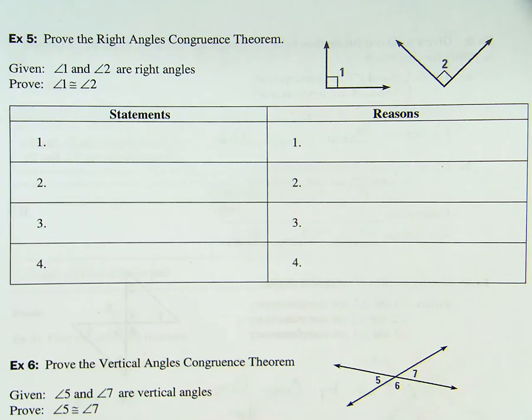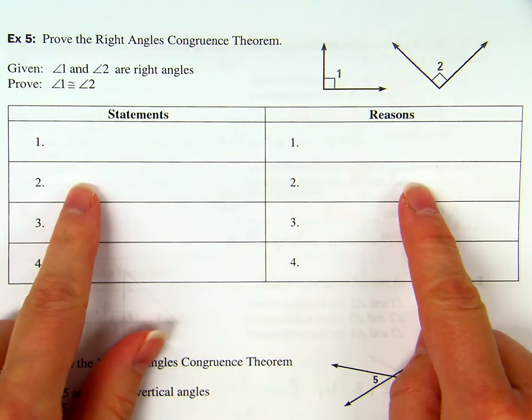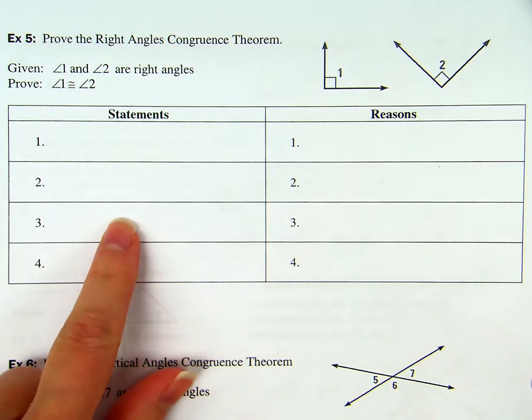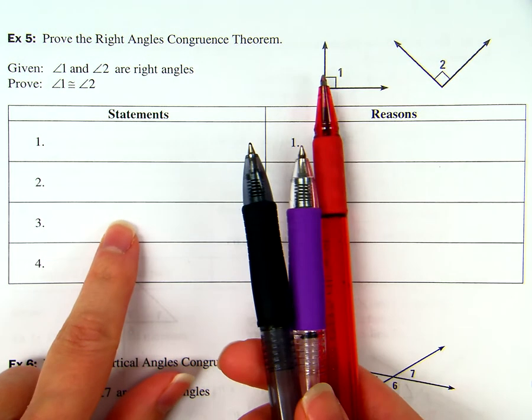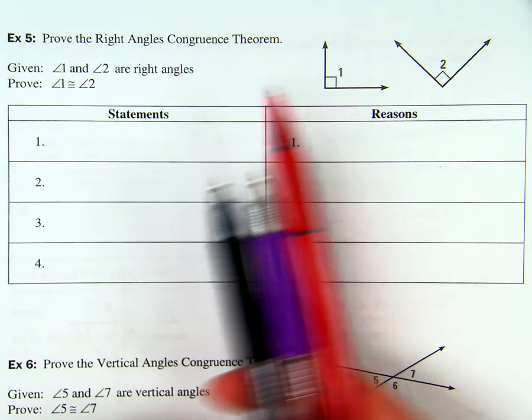Hello, geometry scholars! Today we're going to be continuing our work with angle pair relationships by looking at a couple of proofs. Before we begin, please make sure you have your notes and something to write with so that you can follow along with the video as we go. You're not going to need a calculator today.